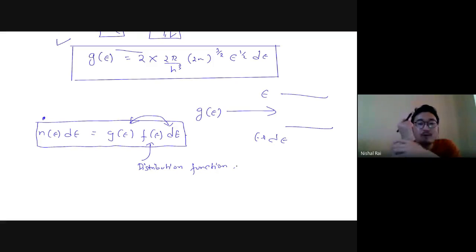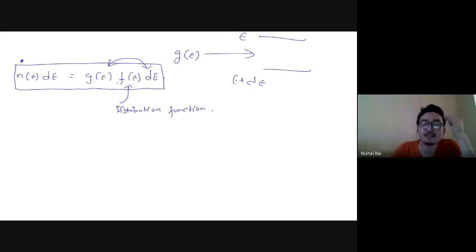The total number will be given by what? I think this we have done previously. Do you all remember? Suppose let's consider a situation where the particles are equally distributed everywhere. Then basically this F(E) can be taken as 1 because the distribution is uniform all over the place. So the number of particles will be given by the density of states. Clear?